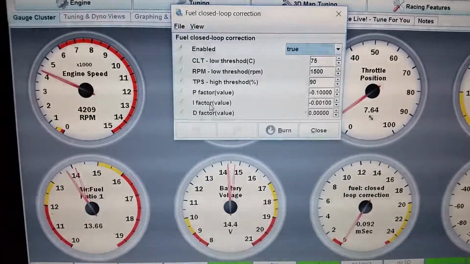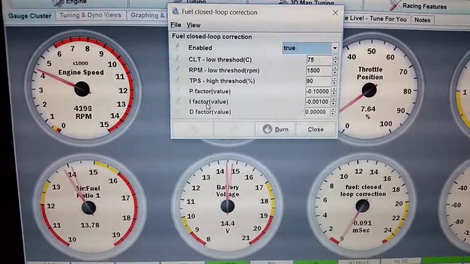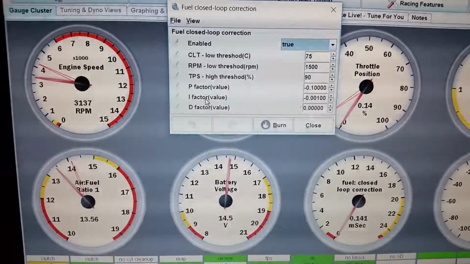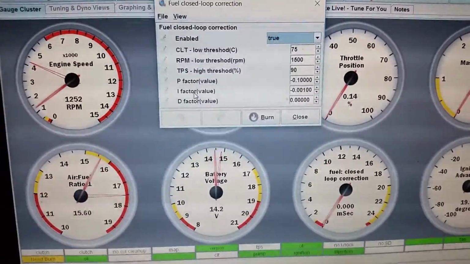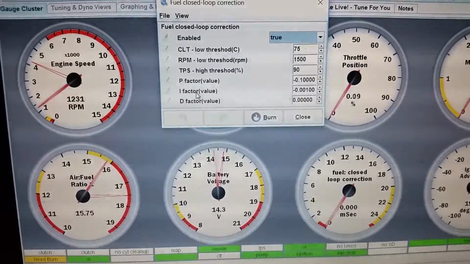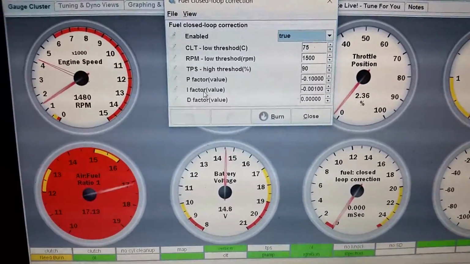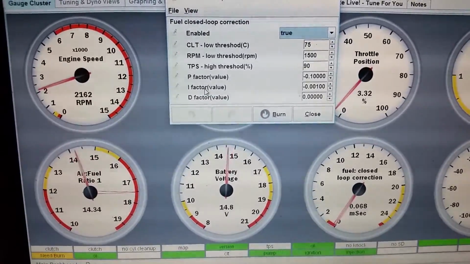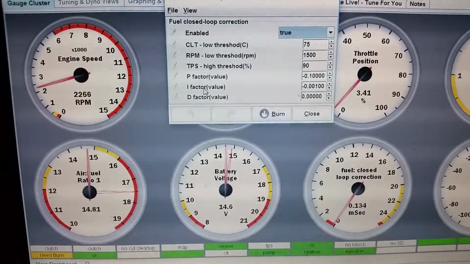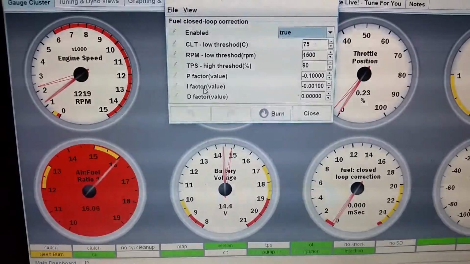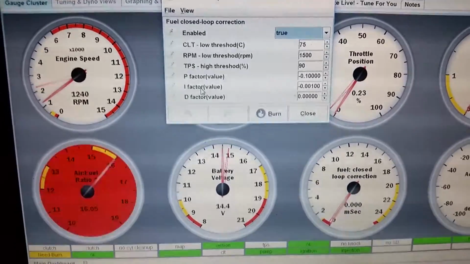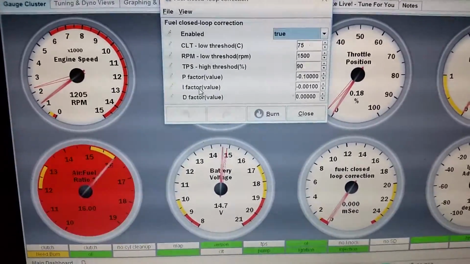No, it is not. Oh, I think I know where the defect is. Yeah, there's a little bit of a defect for the range, I think, or maybe not. Anyway, let's try it again. It's definitely helping with lean condition.